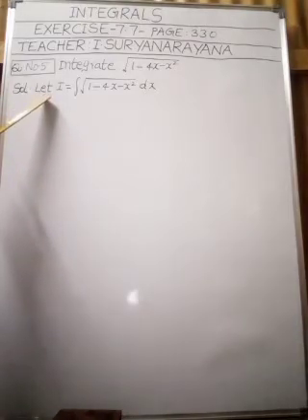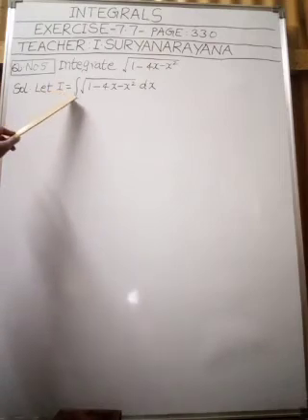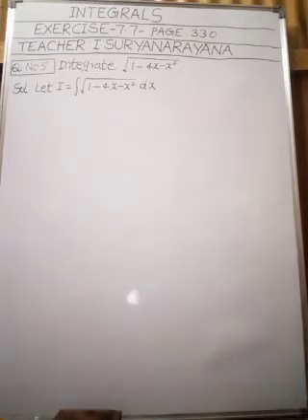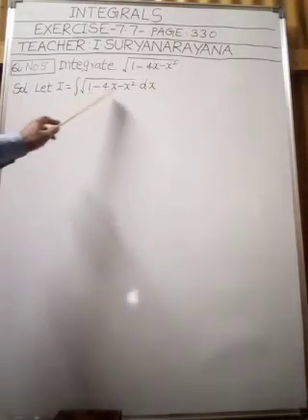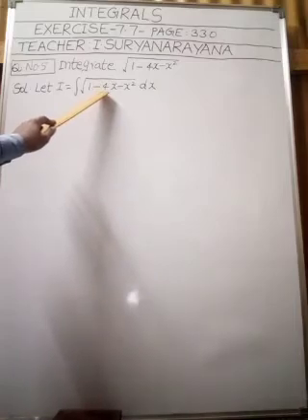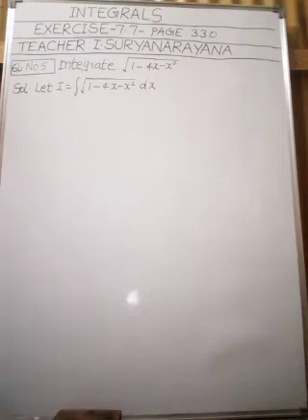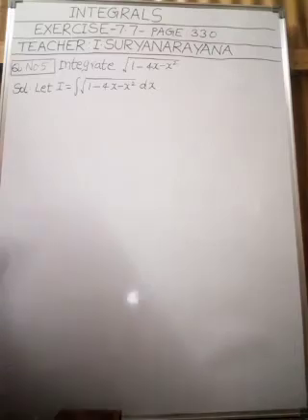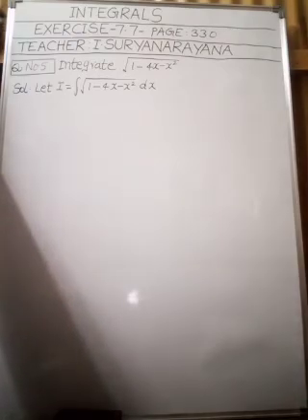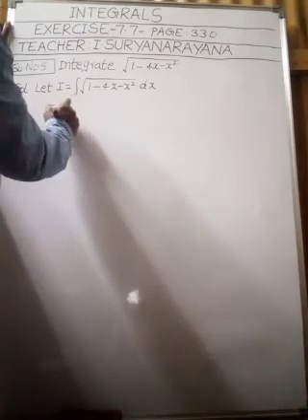Let us assume that I is equal to the integral of the square root of 1 minus 4x minus x square dx. If you observe this function, it is a quadratic expression in x, but here the x square coefficient is negative. We have to transform this function into any one of the three integrals which we discussed at the beginning of this exercise.